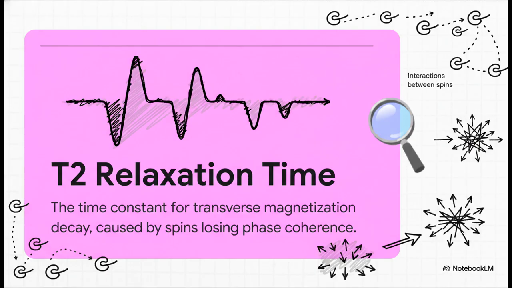See, this decay isn't about protons giving energy to the lattice. This is all about the protons interacting with each other. It's like a group of dancers who start out perfectly in sync, but then they start bumping into each other, throwing each other off beat. It's that chaos that causes the rapid decay of the MXY signal.